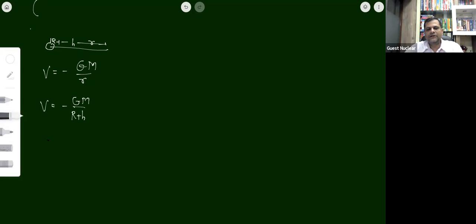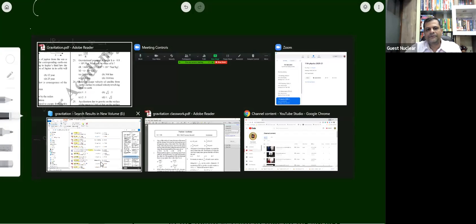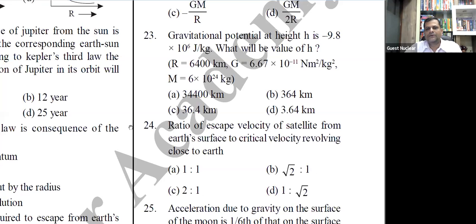Yes, but what is given here is the gravitational potential at a height h above the surface, given to be minus 9.8, right? So just put this minus 9.8 joule per kilogram here and minus GM as it is, and R plus h is kept as it is. What else is given here? Just check. देखो कैपिटल R का वैल्यू दे रखा है 6400 किलोमीटर, G का भी वैल्यू दे रखा है और M का भी वैल्यू दे रखा है 6 into 10 raised to 24 kilogram.